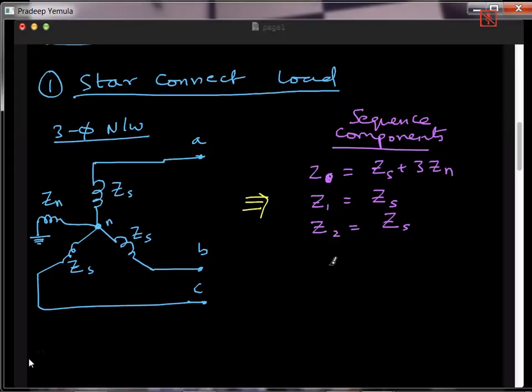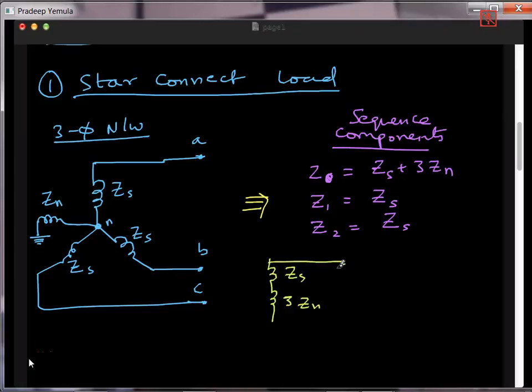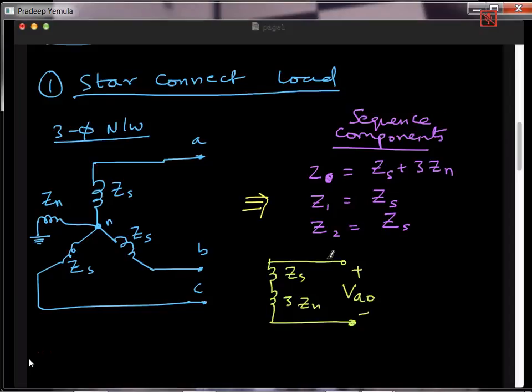So given these equations, I can draw the circuit. So what is the circuit? The circuit is like this. This is Zs plus 3Zn. These two are in series, and whatever comes out of it is VA0, and then IA0 will be going in. This is the zero sequence network.